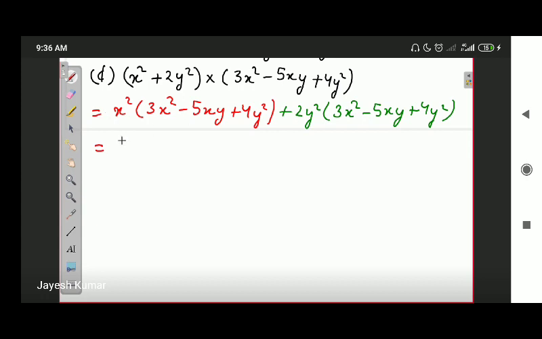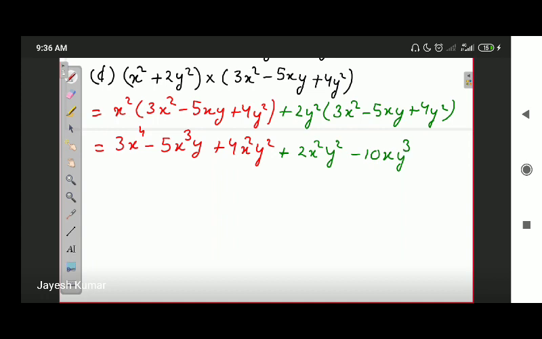Result of this multiplication will be 3y to the power 4 minus 5x cube y plus 4x square y square, and the result of the multiplication of the second bracket will be, second term will be 2x square y square minus 10xy cube plus 8y to the power 4.